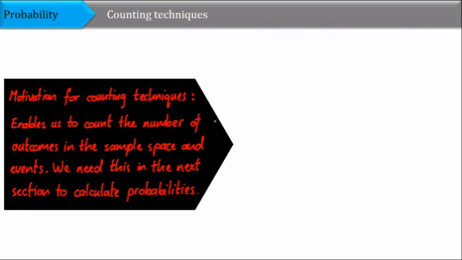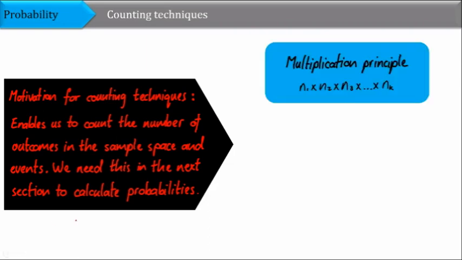In the previous section on events, we had a look at some events with very few outcomes, and we were able to graph it very easily. However, in general, it's not that easy. We have many outcomes in some cases. Like for example, if you flip a coin 10 times, then the number of outcomes will be 2 to the power 10. So we're not able to draw that. So we must be able to use another method, which will be our counting techniques, to count how many outcomes we have.